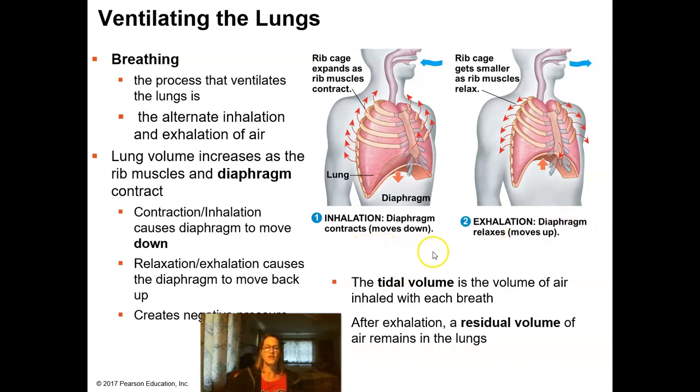But we have ways of measuring this. The tidal volume is the volume of air that we inhale with each breath. And after exhalation, a residual volume of air remains in the lungs. You can measure these things to get an idea of how healthy your lungs are.